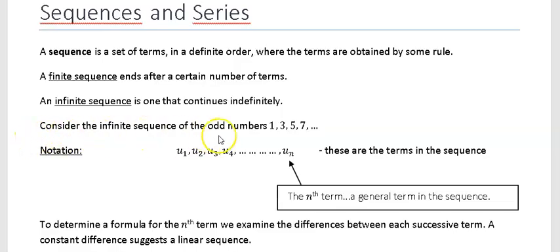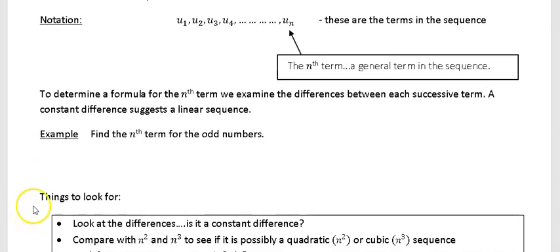Consider the infinite sequence of the odd numbers 1, 3, 5, 7, 9, 11 and so on. You would say U1 would be your first term, U2 would be your second term, U3 would be your third term, and so on. Un would be your nth term, or your general term of the sequence. To determine the formula for the nth term, we examine the difference between each successive term, and a constant difference suggests a linear sequence. So that's an easy thing to look for.